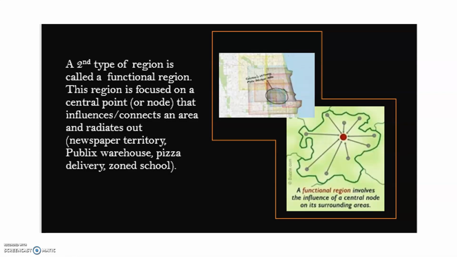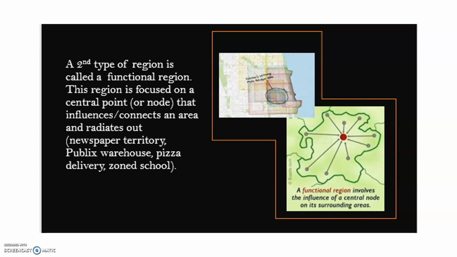The second type of region is called a functional region or a nodal region. This region is focused on a central point or a node that influences or connects an area and radiates out. For instance, newspaper territory: the person who delivers newspapers has a central location, and then delivers newspapers around the circumference of that central location. Or a Publix warehouse delivers groceries to Publix stores within a certain region. Our warehouse in Lakeland would not be delivering groceries to the Publix in Alabama.